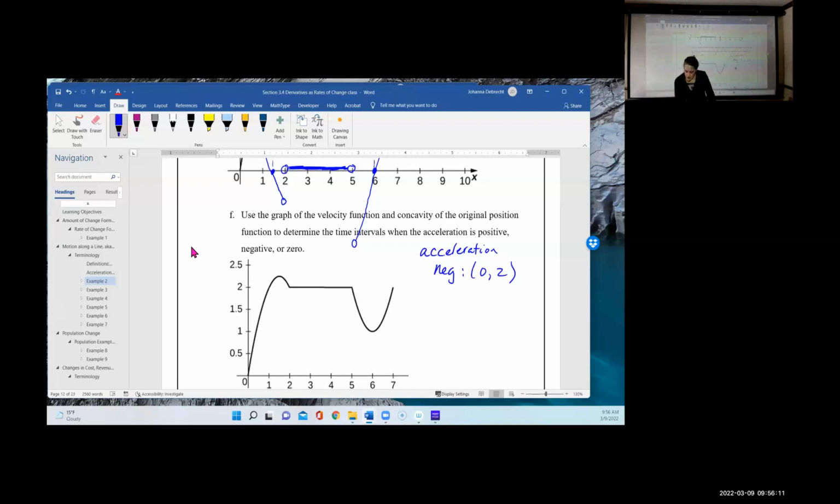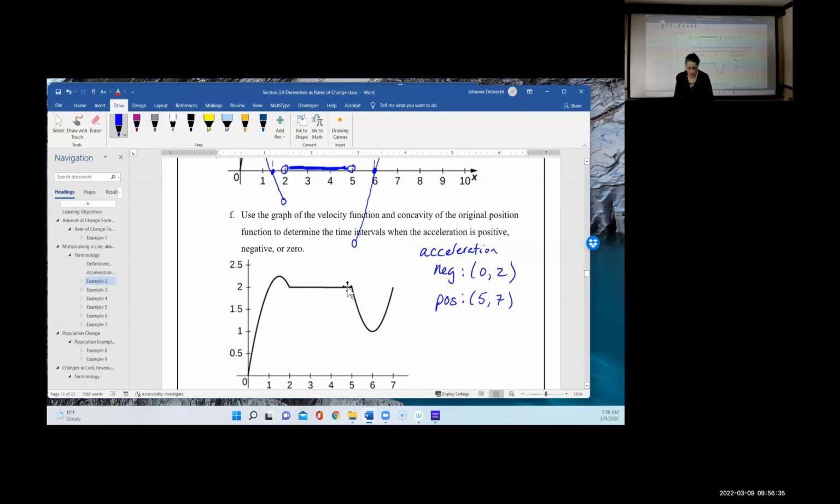And then we have positive acceleration over there between 6 and 7 because it is cupped up. Well, actually between 5 and 7 because it is cupped up. So it's curved this way instead. And then what about 0?